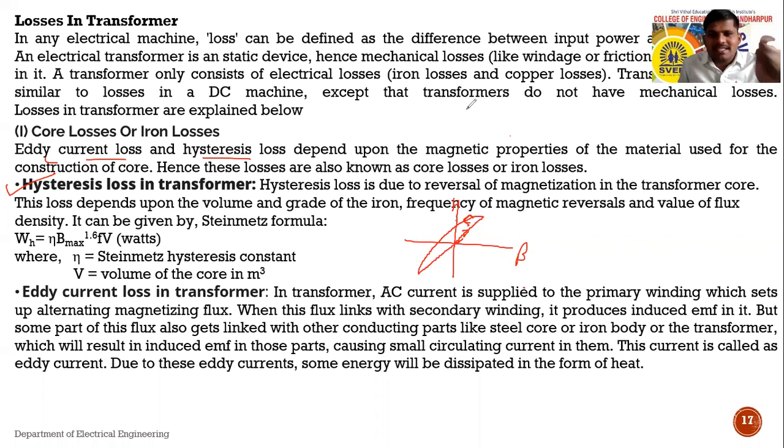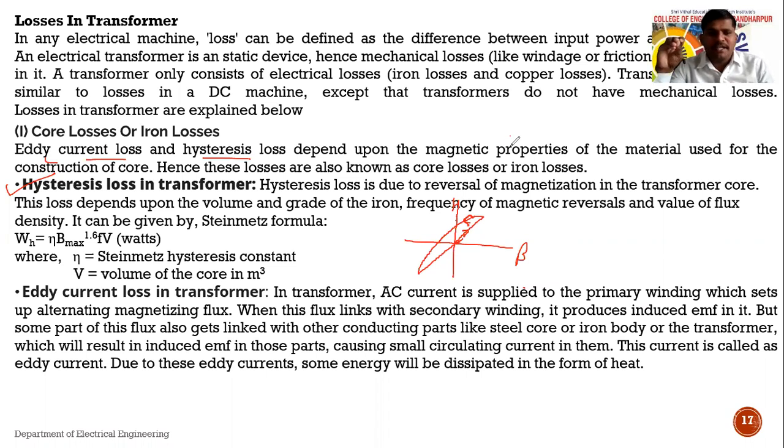This hysteresis loss depends upon the volume and grade of the iron used, that is, which grade of iron is used for manufacturing the core, and what is the volume of that core. It also depends upon the frequency of magnetic reversal, and it depends upon the value of flux density.